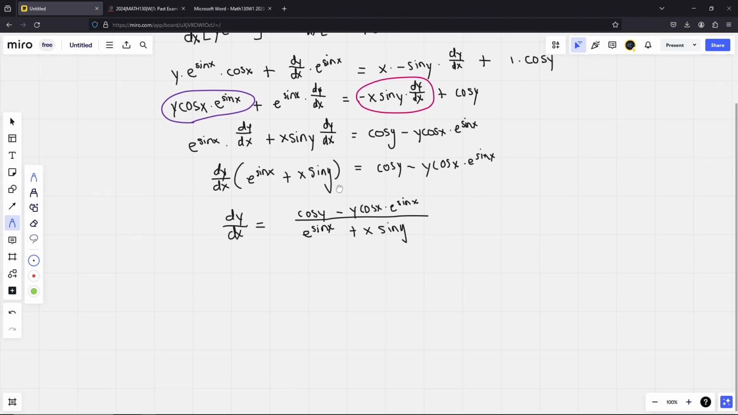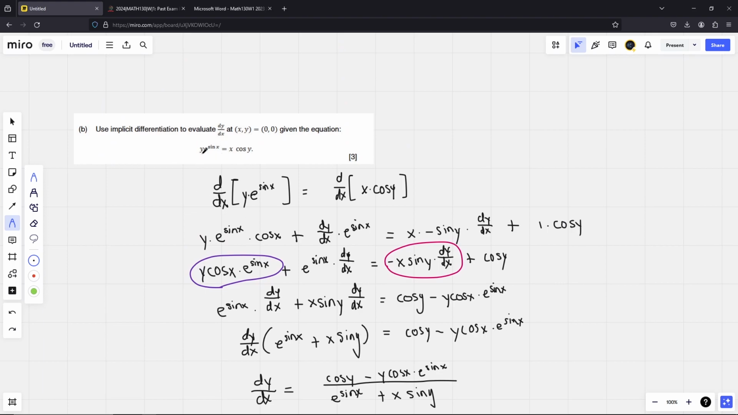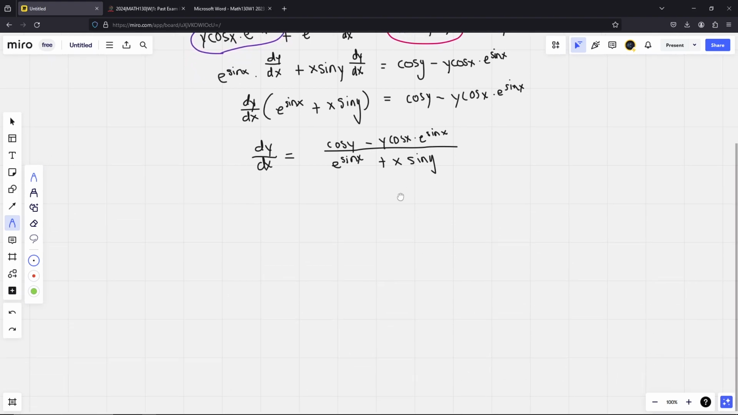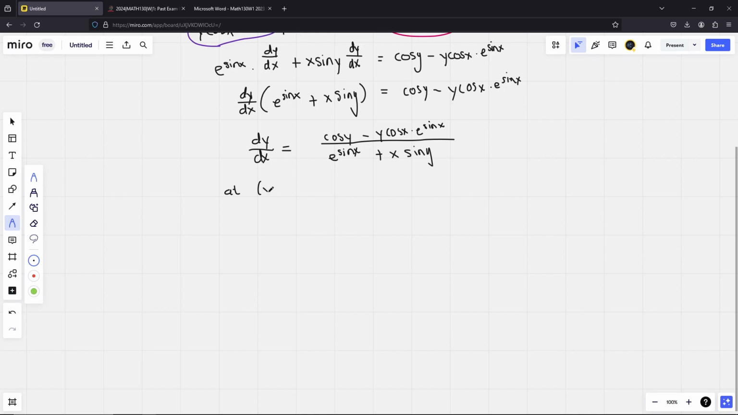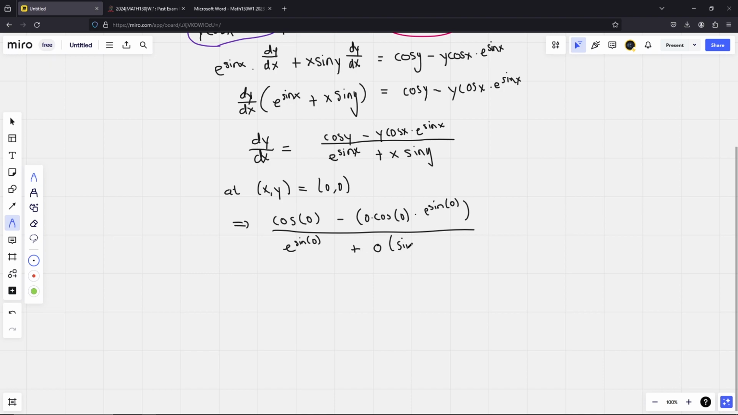So this is my derivative of this equation, but they want the derivative at the coordinates (x, y) = (0, 0). So then we can say, okay, at (x, y) equals (0, 0), this is going to be cos 0 minus 0 times cos 0 times e to the sine of 0, all over e to the sine of 0 plus 0 times sine 0.